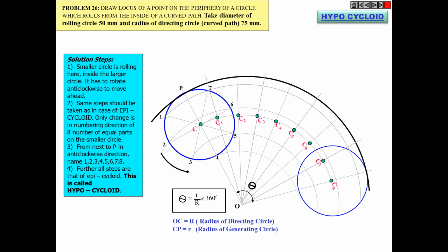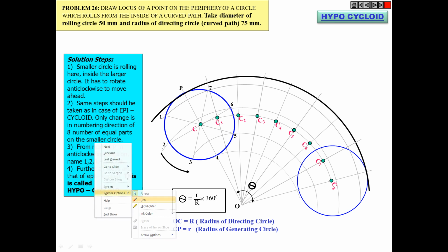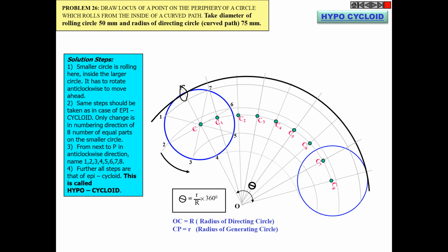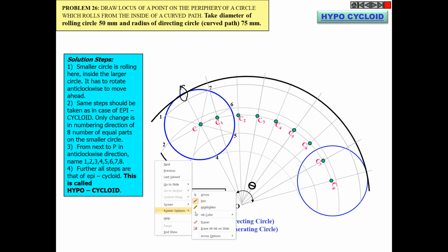But remember, in this case, the naming of the rolling circle will be in anti-clockwise direction. Remember, in epicycloidal case, I was doing the nomenclature in clockwise direction, but in this hypocycloidal case, I will do the nomenclature in the anti-clockwise direction. 1, 2, 3, 4, 5, 6, 7, 8. Fine. Next. So already I got the first locus point of my hypocycloid, that is my point number P. I need to get the second locus point.